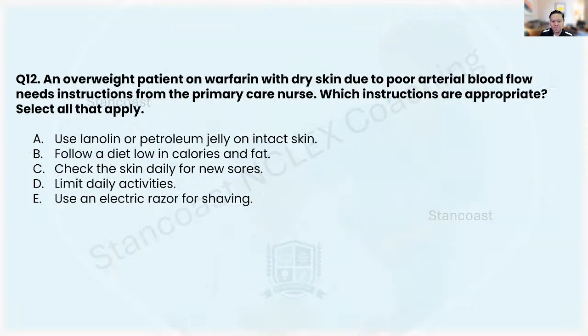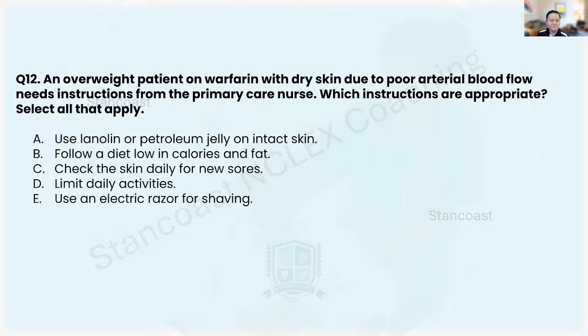Okay, moving on to the next. An overweight patient on warfarin with dry skin due to poor arterial blood flow needs instructions from the primary nurse. Which instructions are appropriate? Select all that apply.